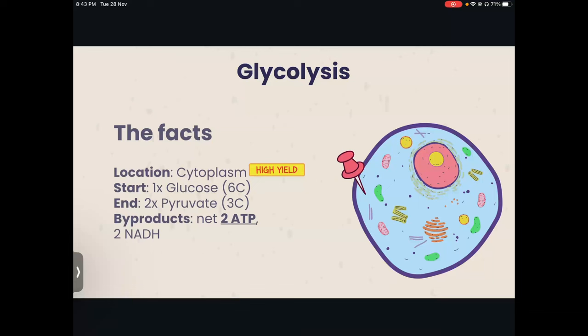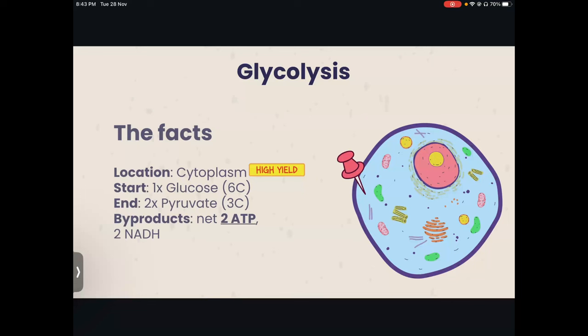When you see that little rectangle saying high yield, by the way, it means that this fact is high yield. It can be asked about. I'm not sure if you had a TBL covering glycolysis, but it's likely to be asked about in a TBL or in any sort of question. They can give you a long scenario and then ask, why can red blood cells only undergo glycolysis? Because it happens in the cytoplasm. It's very important, very basic.